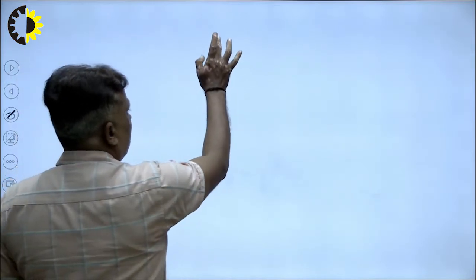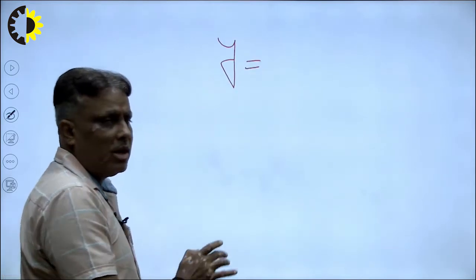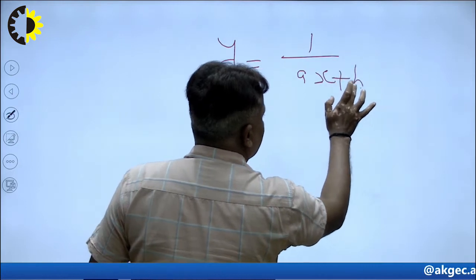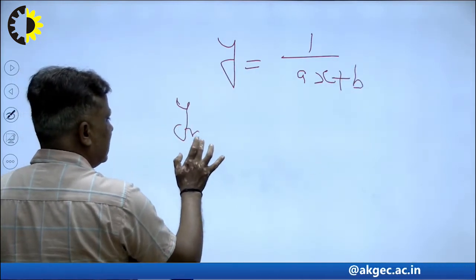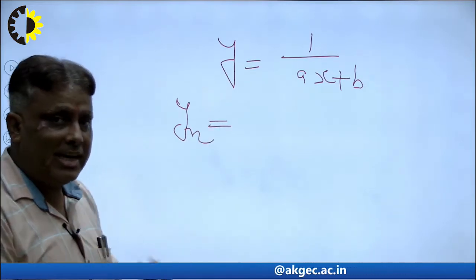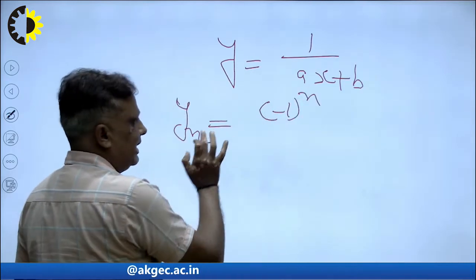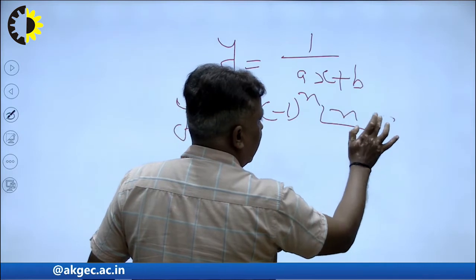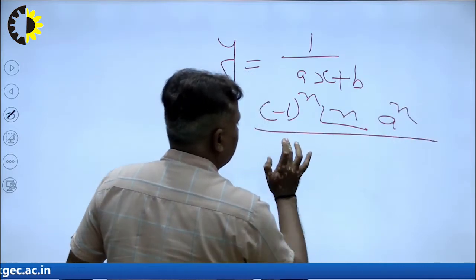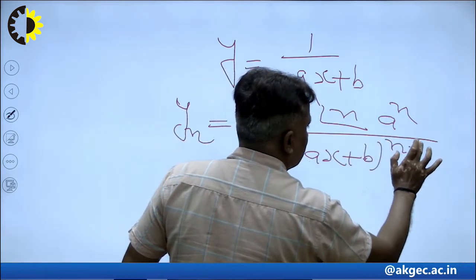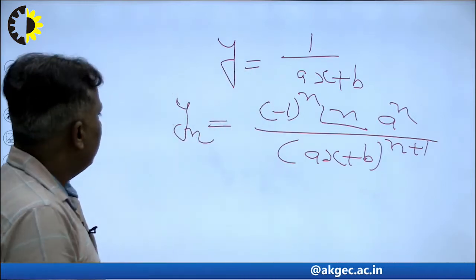Now the question is, what is the role of differentiation and successive differentiation? In the previous lecture I explained one formula, and that is a very important formula: 1 upon ax plus b, right. Now the question is, what is the nth derivative of such a function? This is an algebraic function, and what will be y_n? The nth derivative of this function will be minus 1 raised to the power n, factorial n, a raised to the power n upon ax plus b raised to the power n plus 1, right. So this is the common formula.